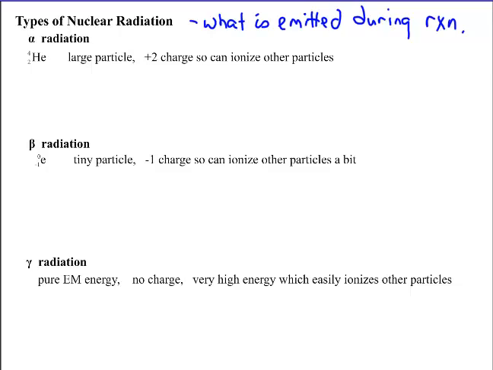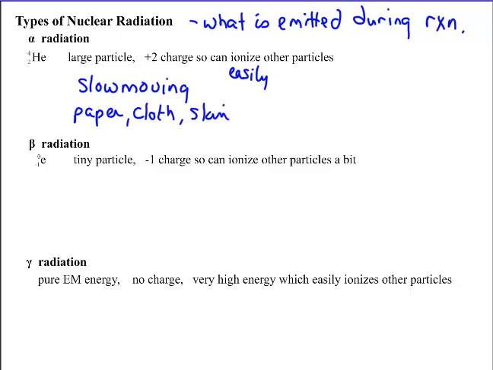They're very large particles, relatively speaking, and they have a large charge. They're +2. Because they're charged, they can easily ionize other particles. They are large, slow-moving, and ionize other particles easily because they're so highly charged, +2. If I wanted to stop alpha particles, alpha radiation, paper would do it.